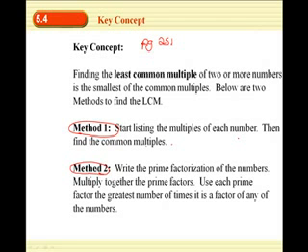Method number 2 is write the prime factorization of the numbers, which is the trees, multiply together the prime factors, use each prime factor the greatest number of times it is a factor of any of the numbers. Now that's really confusing with words, but go ahead and write it down in your notes, and then we'll get to this example and we'll do it that way, and I'll show you guys how to do it.